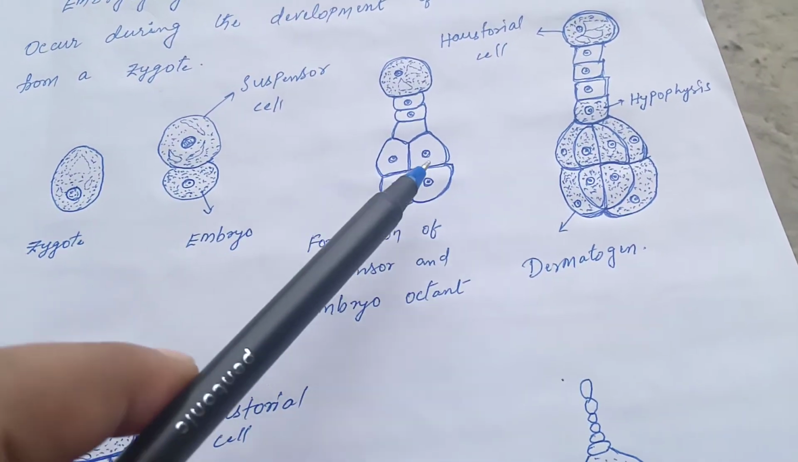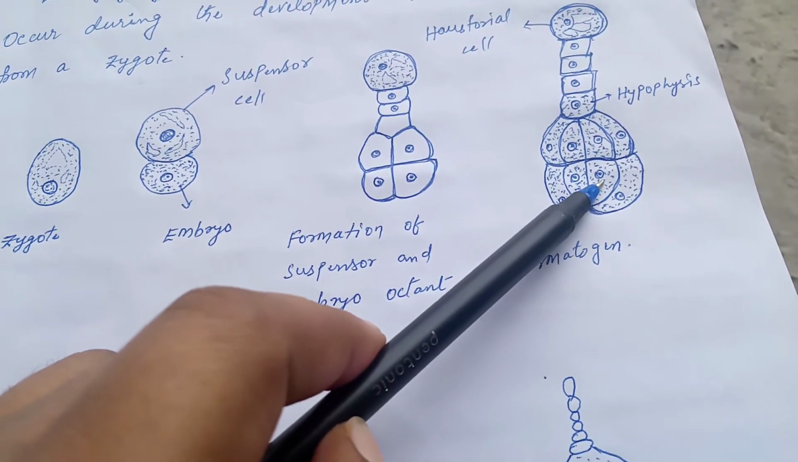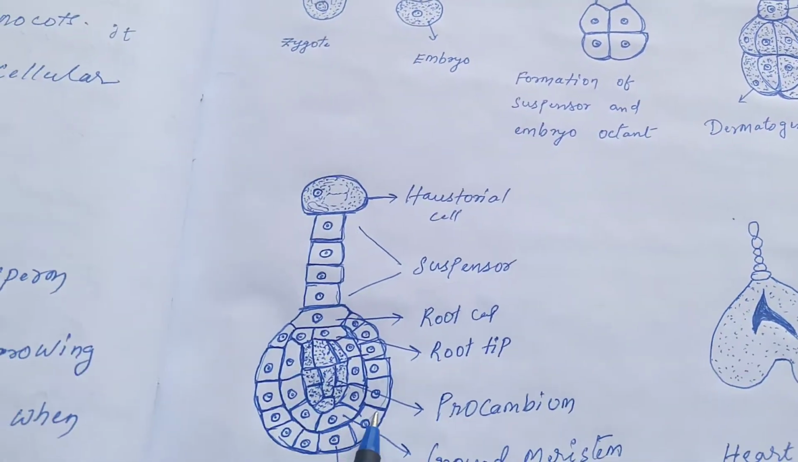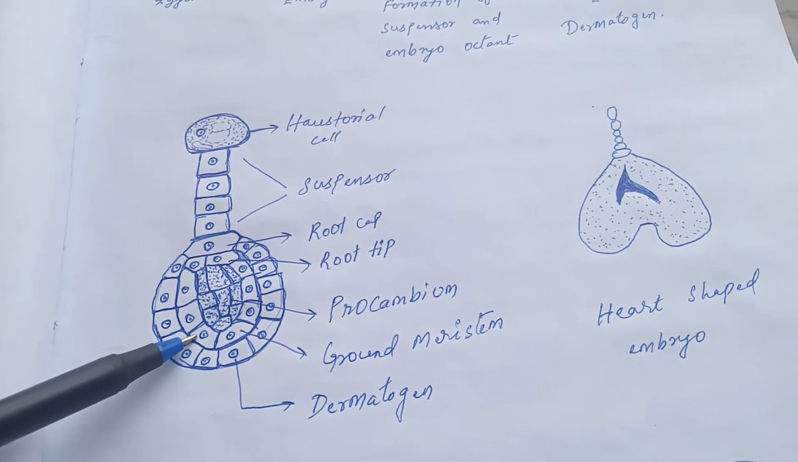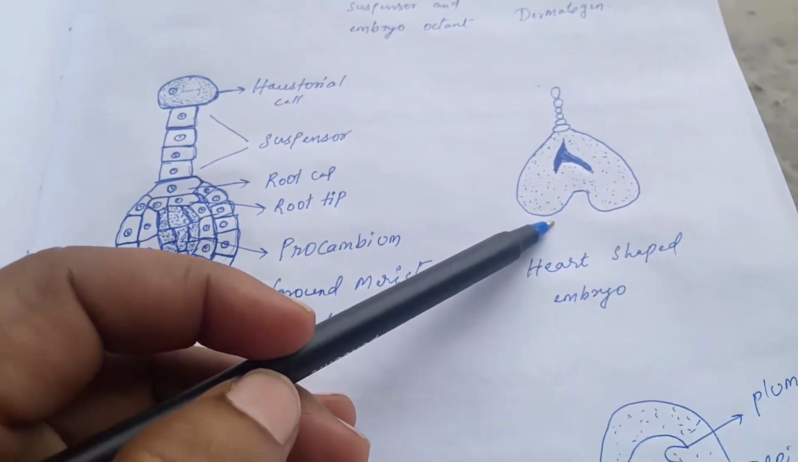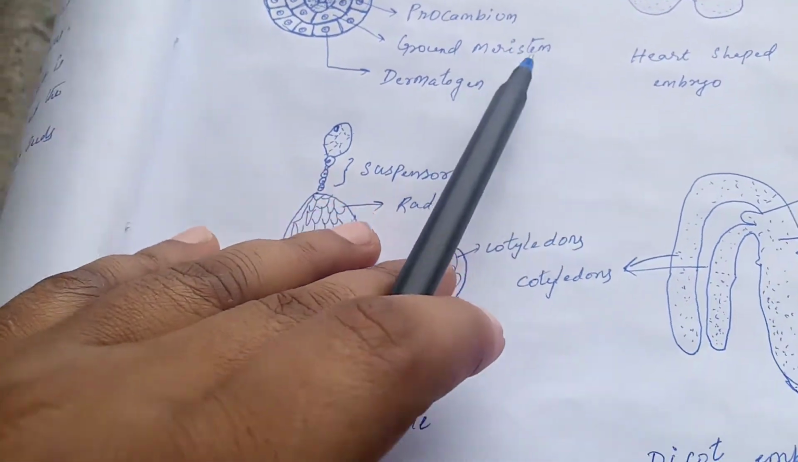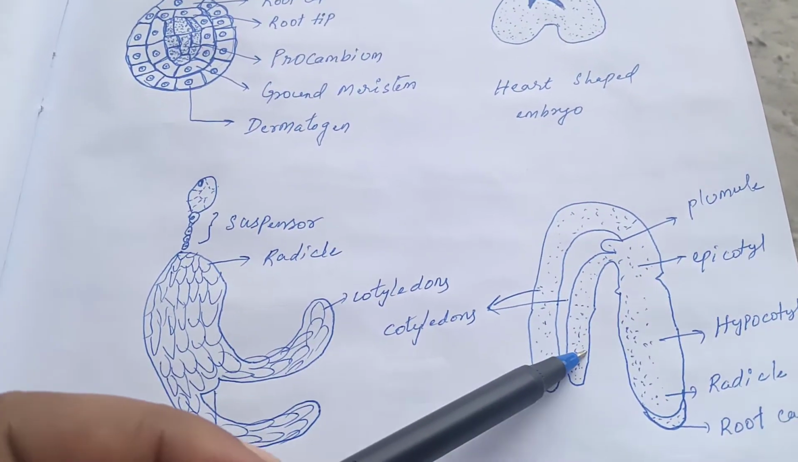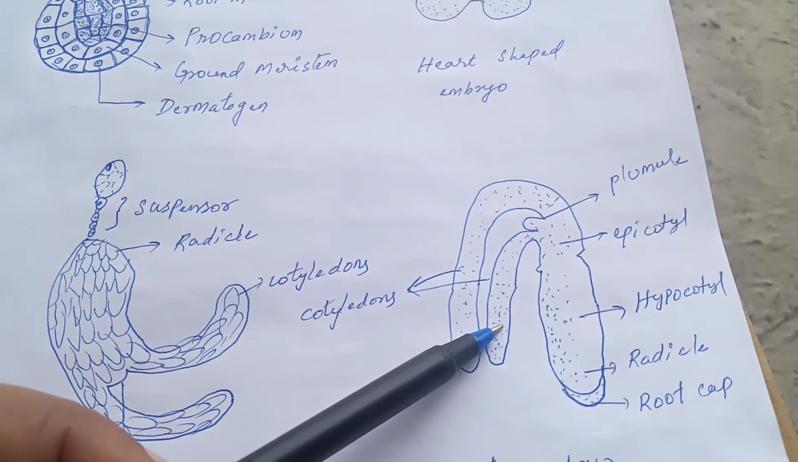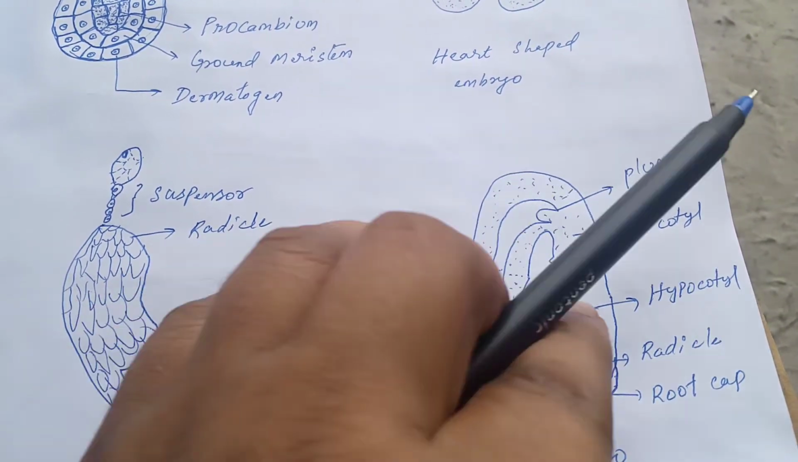Then the embryo cell also divides to form 8 cells, outer 4 cells and inner 4 cells. And this is globular embryo. It is globular embryo. This is odd-shaped embryo, and these are the matured. This is matured embryo, and this is the full structure of dicot embryo.